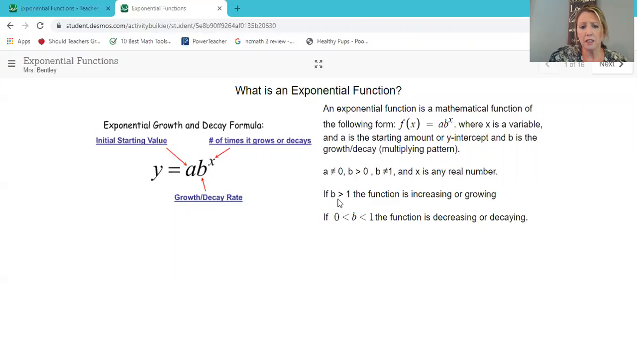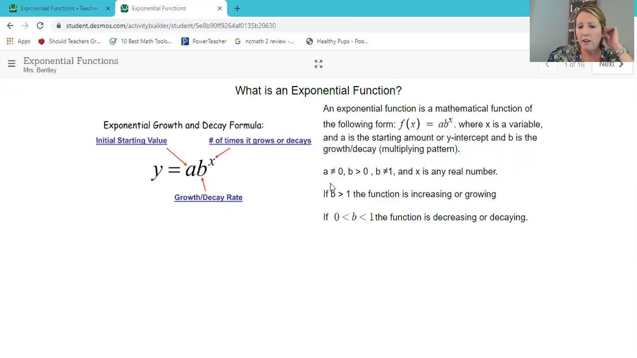It says if B is greater than 1, so if this B value is a number larger than 1, then we know our function is increasing. We also sometimes refer to that as growth or growing. If your B value is between 0 and 1, like 1/2 or 0.5 or 0.4, then that's going to be an exponential decay or decreasing function. So you need to recognize just by looking at the equation whether or not the equation is increasing or decreasing.